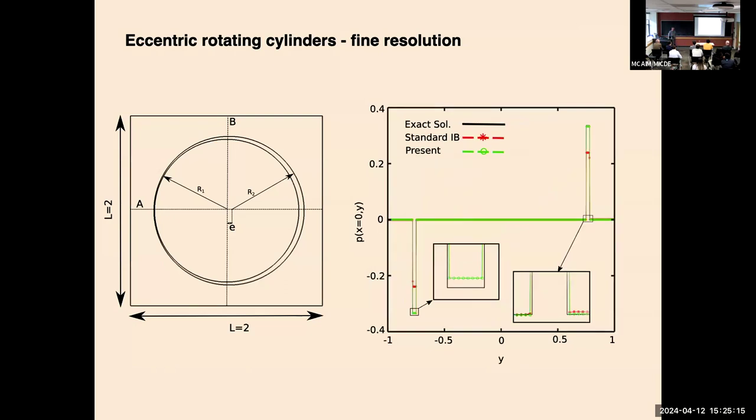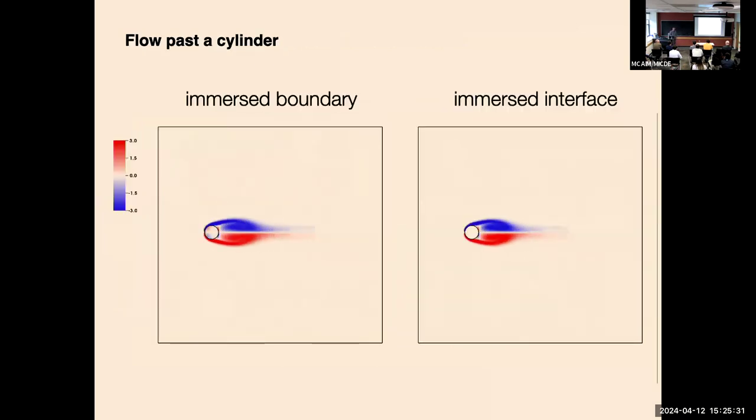Okay. And then this is looking at the pressures. Pressures are very accurate for this immersed interface method. They're much less so for the regular immersed boundary method. So Fay and Rycroft developed an improved version of the immersed boundary method that does a much better job for this problem, but it's pretty specialized. It's not so obvious how to generalize it.